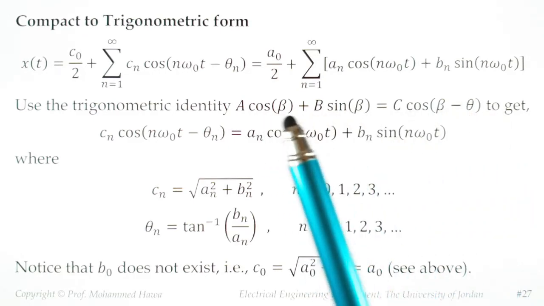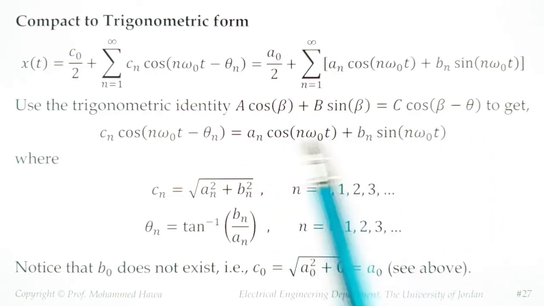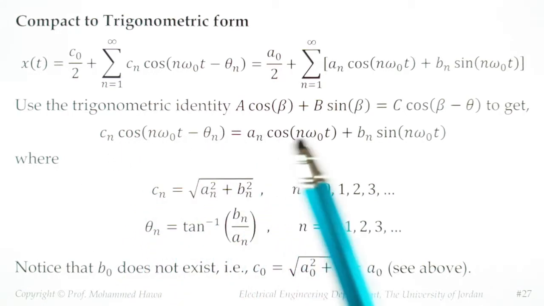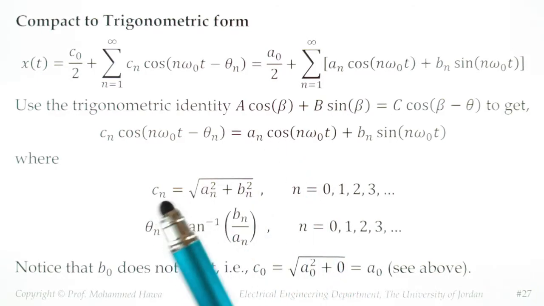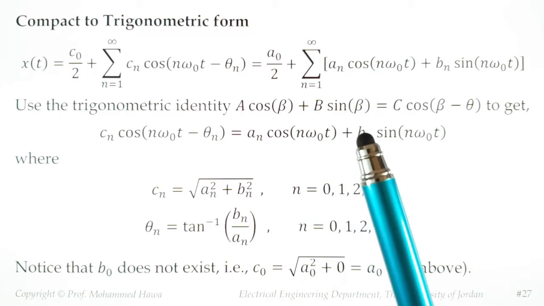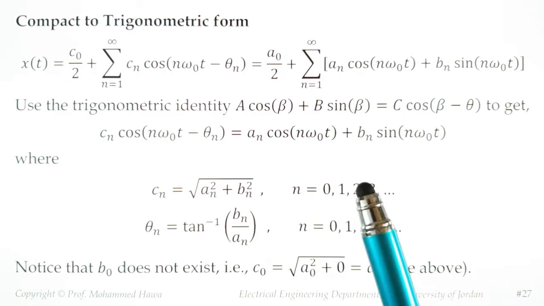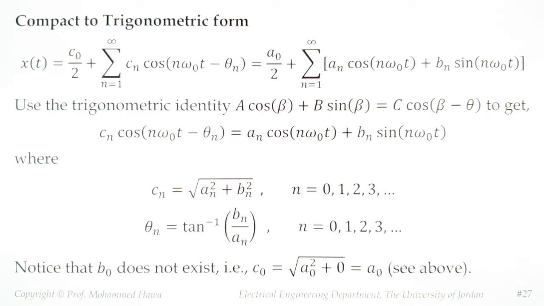And from your understanding of this trigonometric identity, you can quickly calculate an and bn in terms of cn and theta n, or the other way around, you can calculate cn and theta n from knowledge of an and bn. The equations are cn is equal to the square root of an squared plus bn squared, and this applies for all the harmonics. On the other hand, theta n is tan inverse of bn over an. Very familiar equations, please memorize them. They link the compact form with the trigonometric form.